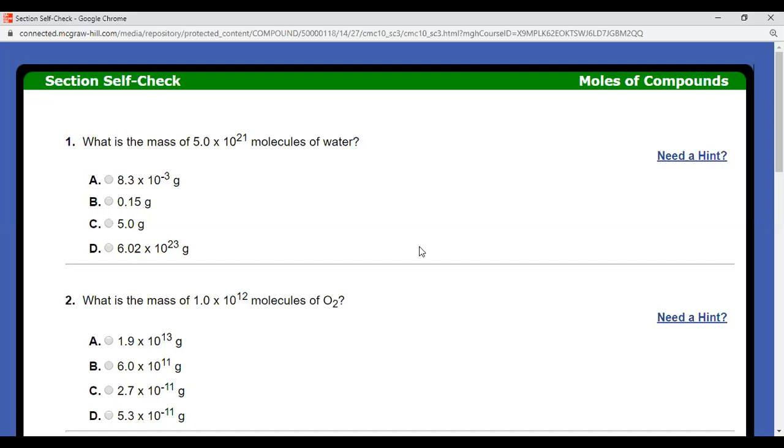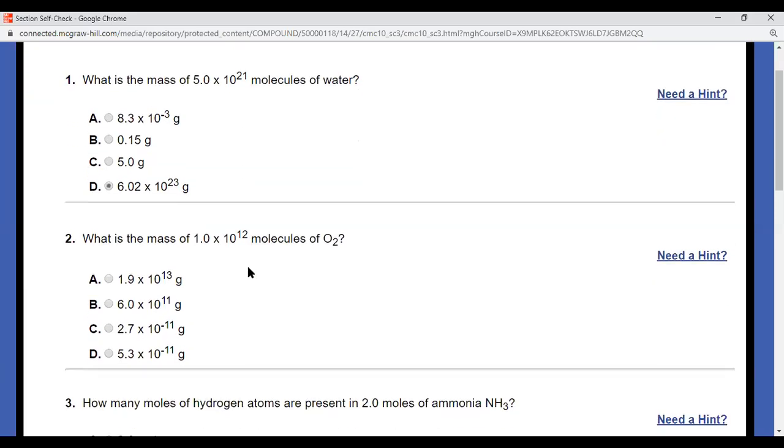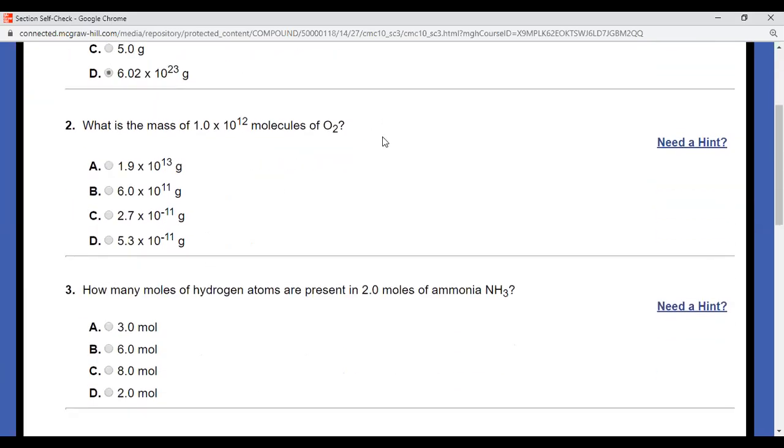The answer is D. Question number 2, what is the mass of these molecules? Also by the same method.